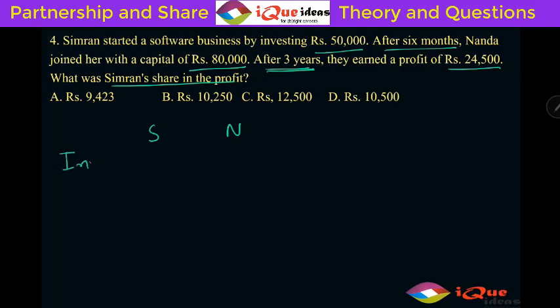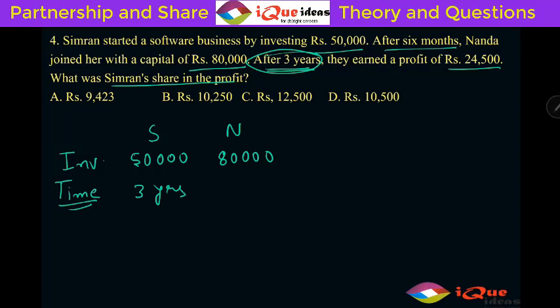The investment amount for Simran is 50,000 rupees. For Nanda, it is 80,000 rupees. But Simran started and stayed there for the entire 3-year period. So the time duration for Simran will be 3 years. Whereas Nanda joined after 6 months. Now 6 months is half a year. So out of a total period of 3 years, half a year is gone. So for Nanda, the duration is the remaining 2.5 years.